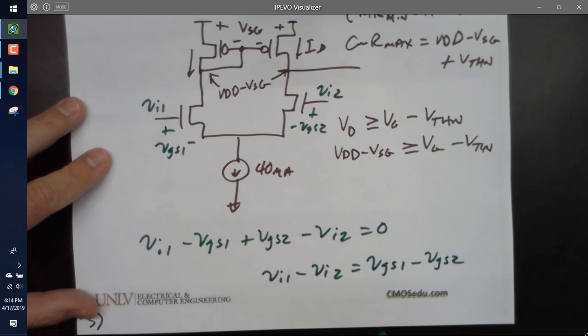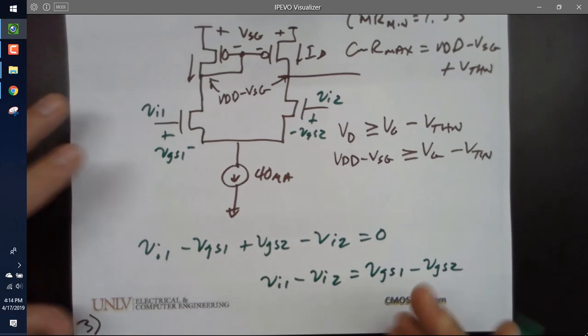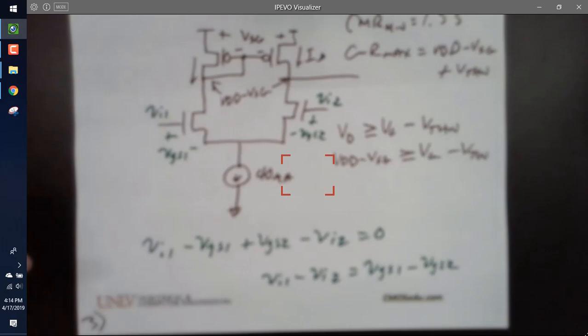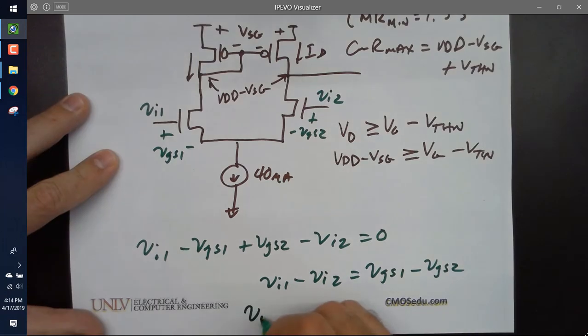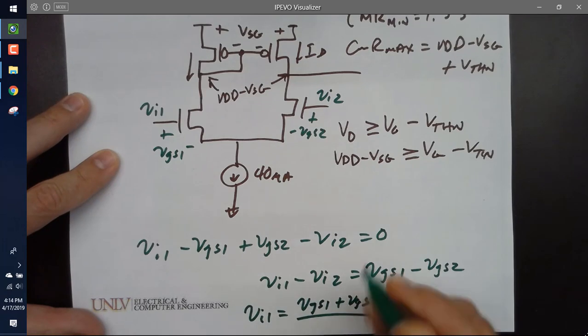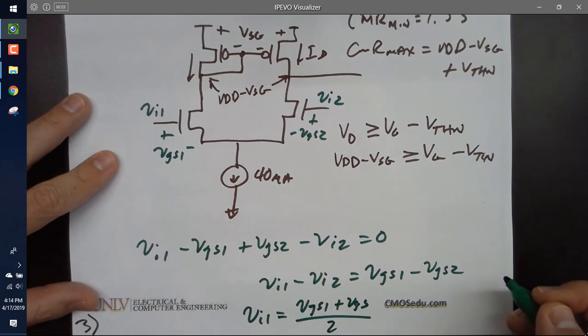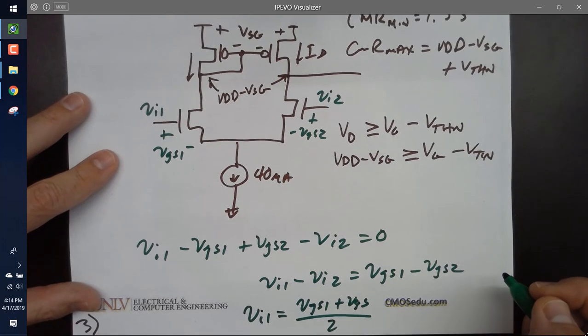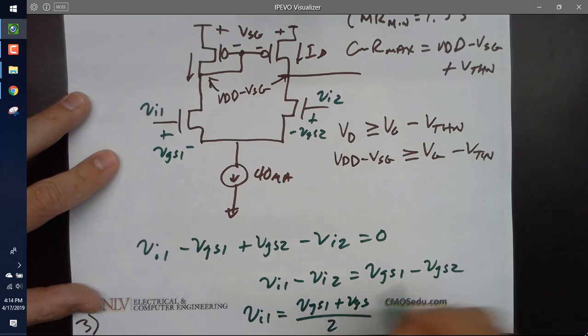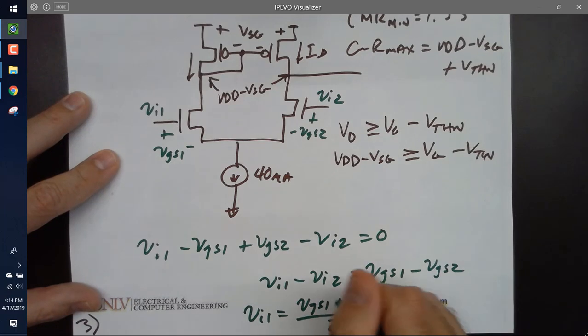Or based upon our previous discussion where the currents have to be equal, what can I say? Correct. VN1 equals VGS1 plus VGS2 over 2. Anybody agree with that? All right, whoops, I got a sign mistake there, don't I? What is my sign mistake?